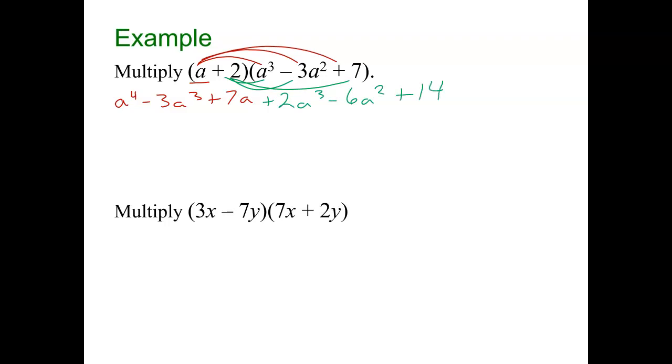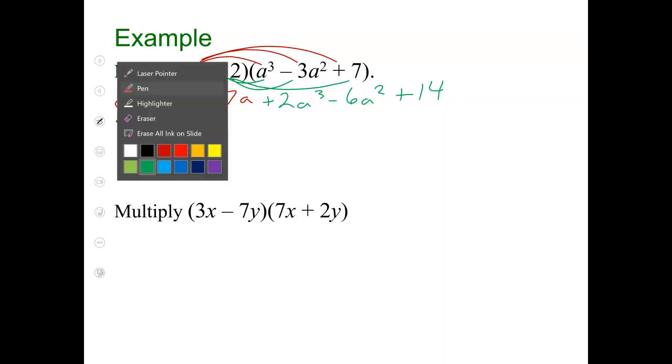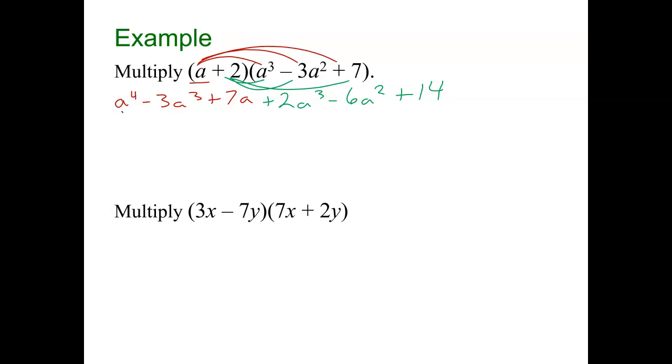Okay, am I done? Let's see if there's any like terms. And we want to simplify them. Okay? So does A to the fourth have any like terms? No. So we're just going to rewrite it. Does negative 3A to the third have any like terms? With what? And it simplifies to give me negative 1a to the third.